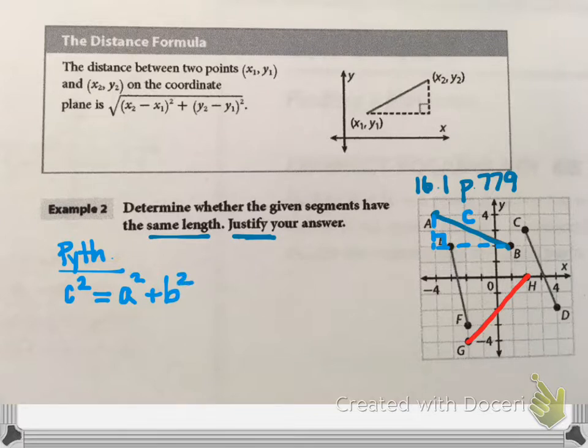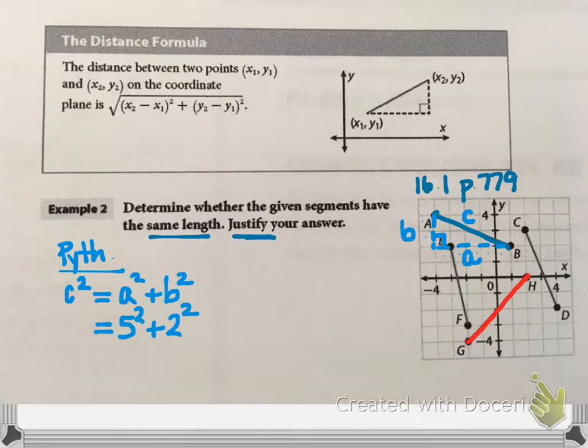I'm going to call this little side across from A little a, and I'm going to call this little side over here little b. All right, well, how long is little a? Let's just count. 1, 2, 3, 4, 5. Boom. 5. Square it. Add it to little b. 1, 2. 2. Square it.